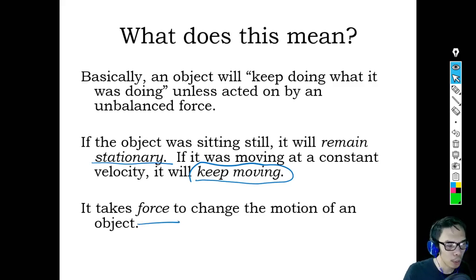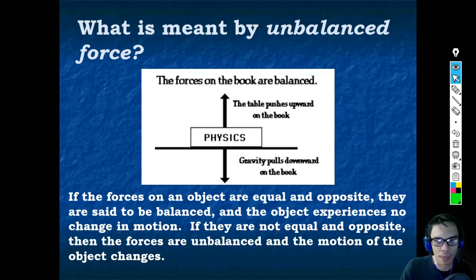All you need to remember is that it takes a force to change the motion of an object. To give you one example, if you want to change the direction of a train, if you want to derail a train, you need a lot of force to remove the train from its track. So that is what the first law was all about.